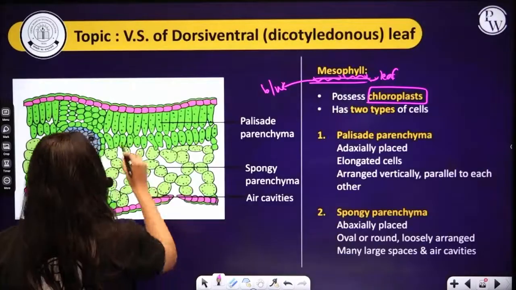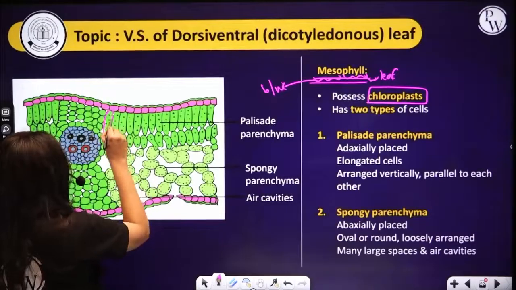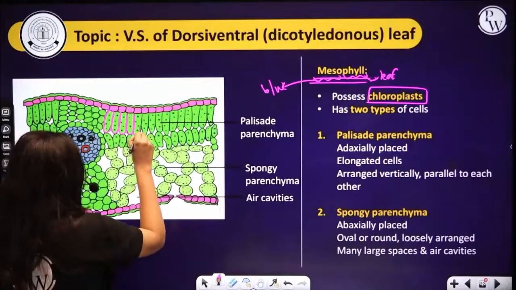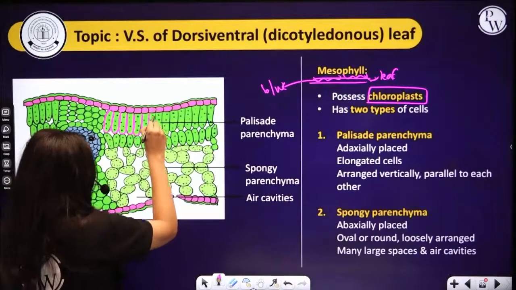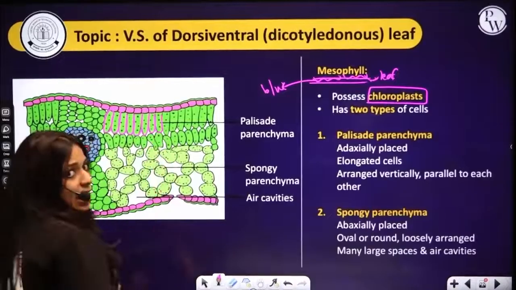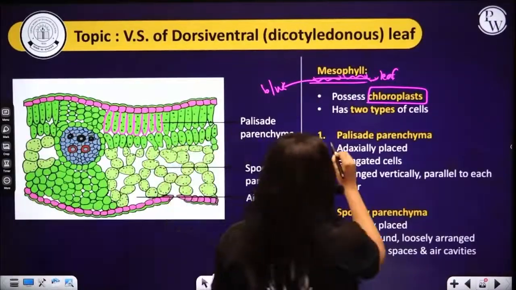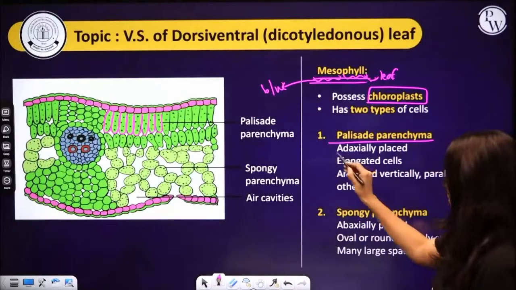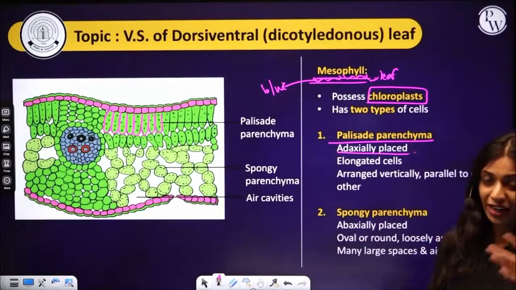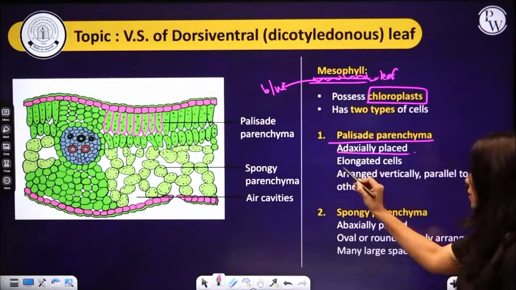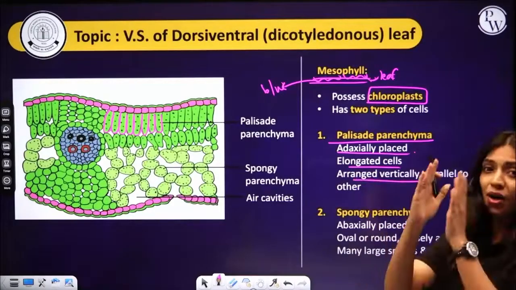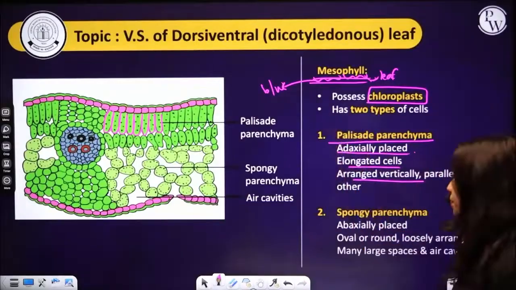One type of cells are kind of elongated. They are arranged without many intercellular spaces. They are arranged parallel to each other like this. This type of parenchyma is called palisade parenchyma. It is present towards the upper epidermis. That's why it's said to be adaxially placed. They are elongated cells, like I already said. They are arranged vertically parallel to each other.